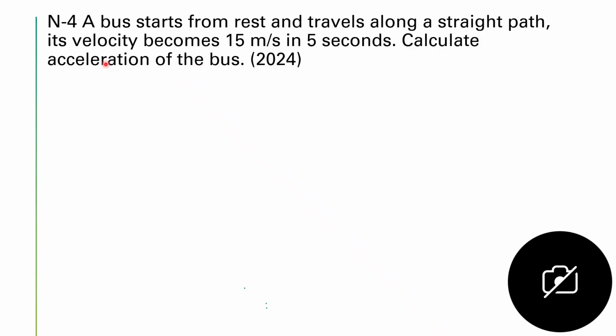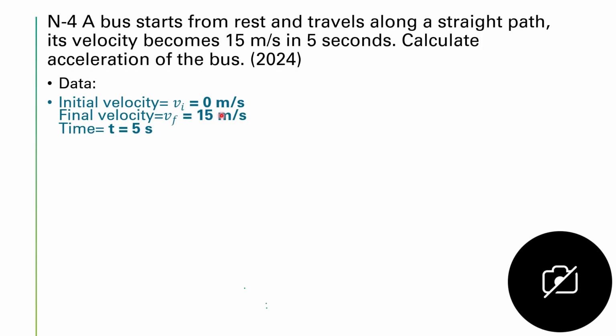Acceleration is required. Now make the data first. Initial velocity 0 meter per second is not given but the hint is given. From rest means initial velocity is 0. Final velocity Vf is given, 15 meter per second, and time t is 5 seconds. And what is required? Acceleration is required. Now we are going to solve it.